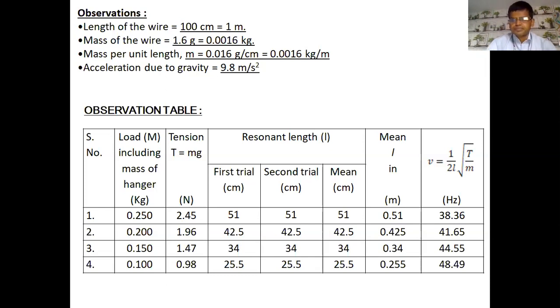Now tension T is a calculated value, because we have the equation T = mg, where m is the mass and g is the gravitational acceleration. Suppose the first one: 0.250 multiplied by 9.8 gives 2.45. 0.200 multiplied by 9.8 gives 1.96. 0.150 multiplied by 9.8 gives 1.47, and 0.100 multiplied by 9.8 gives 0.98.